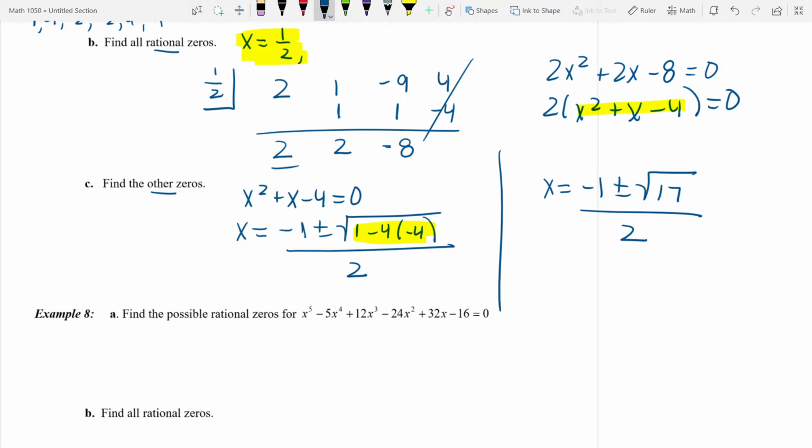Is there anything I can do to that to simplify it? What are you looking at? The 17. The 17 doesn't have any pairs, right? So that's it. You're done. You've got 2 answers right there. In part C, you've got 1 answer right there.